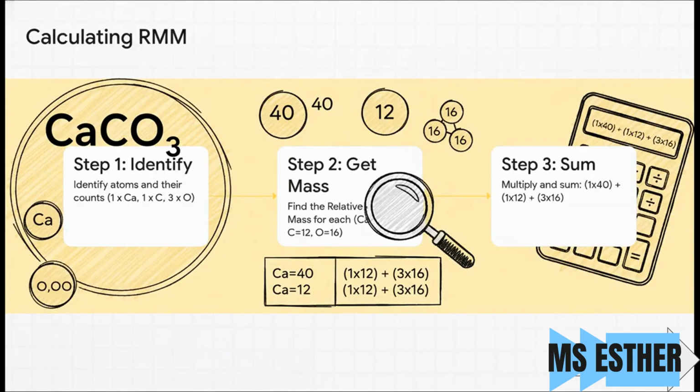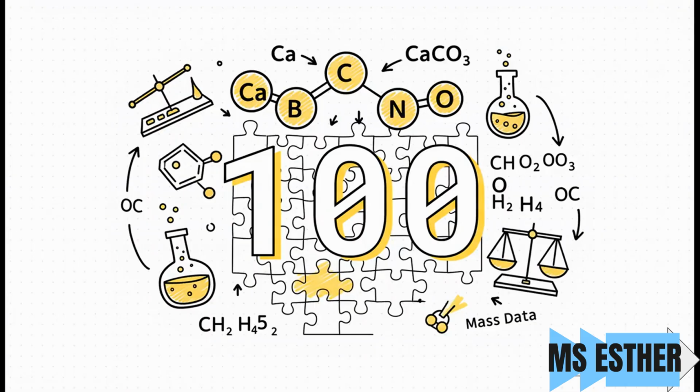Let's do one together. We'll use calcium carbonate, CaCO3. So step 1, we list out our atoms. We've got 1 calcium, 1 carbon, and 3 oxygens. Easy enough. Step 2, we look up their scores, their relative atomic masses, on a periodic table. Calcium is 40, carbon is 12, and oxygen is 16. Okay, last step. We just do the math. We've got 1 calcium at 40, plus 1 carbon at 12, plus 3 oxygens, each worth 16, which is 48. So what does that give us? Boom! A perfect 100. The relative molecular mass of calcium carbonate is 100. See? Simple as that. And this number is a really fundamental piece of our puzzle.